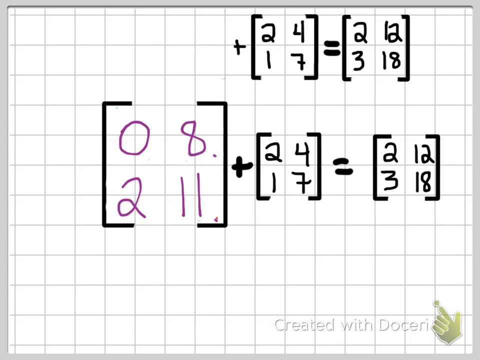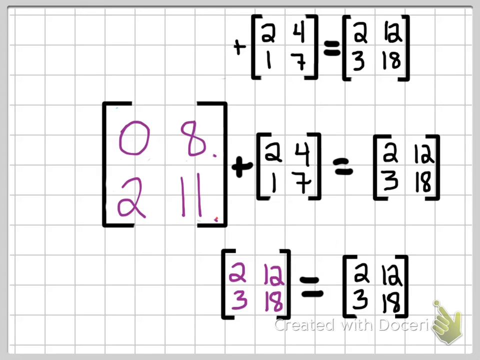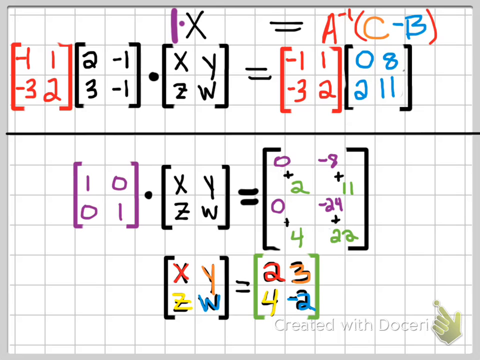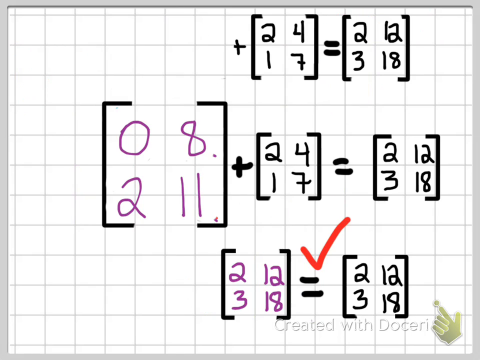So when we have matrix addition, we take the corresponding elements and increase them together. So we have 0 and 2 leaves us with 2. 8 and 4 leaves us with 12. 2 and 1 leaves us with 3, and 11 increased by 7 is 18. So in fact what we did find is that they are equal to each other. So our solution of x, y, z, and w is accurate. We maintained equality and proved we found our unknowns.